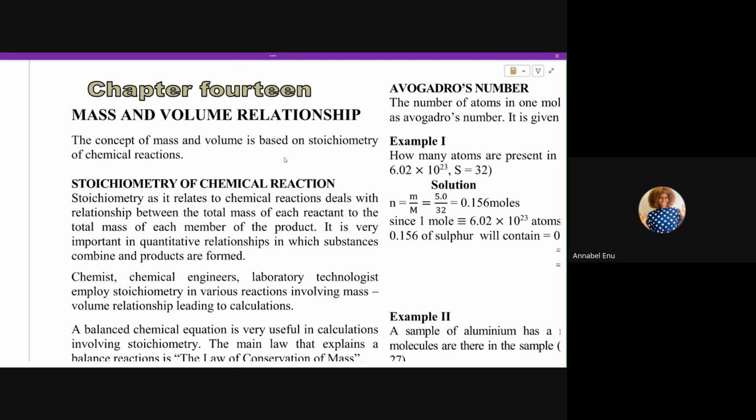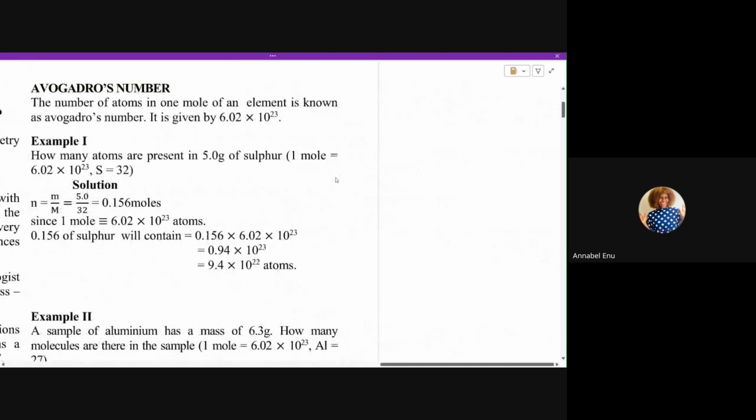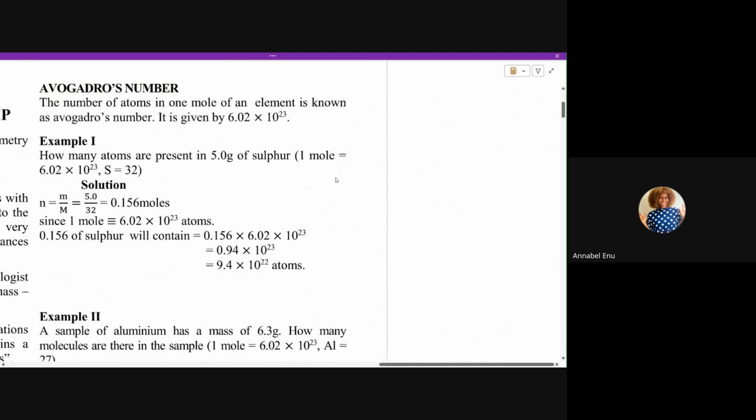Okay, Melody and Winner, can you tell us what you understand by stoichiometry? We have done a bit of an introduction to this topic before now, but since you guys said we should go back to it again.